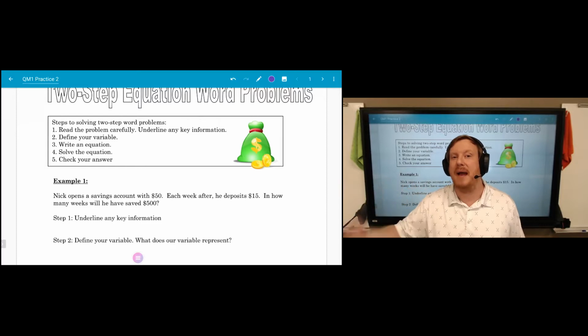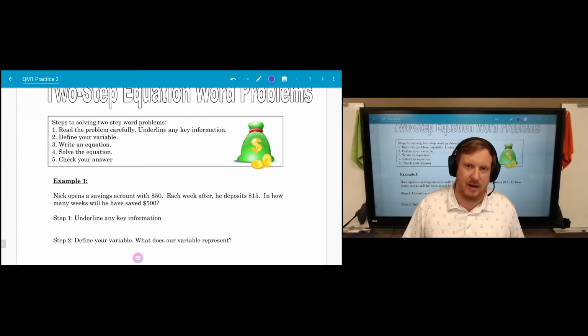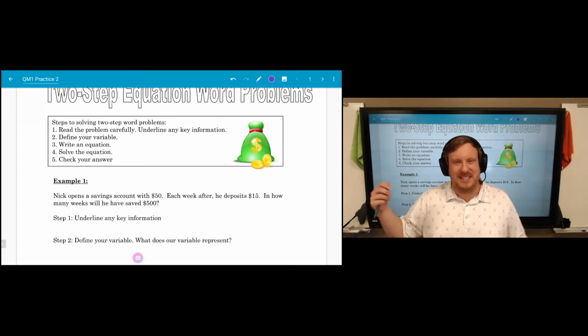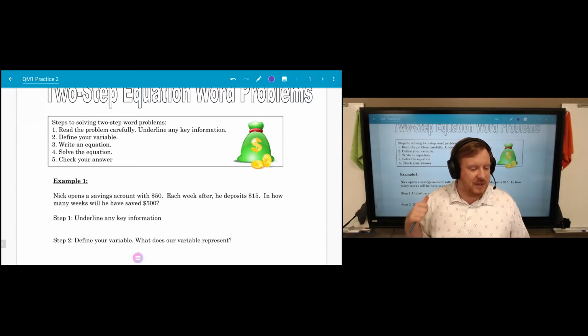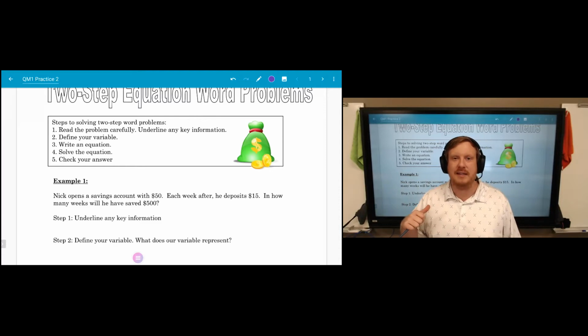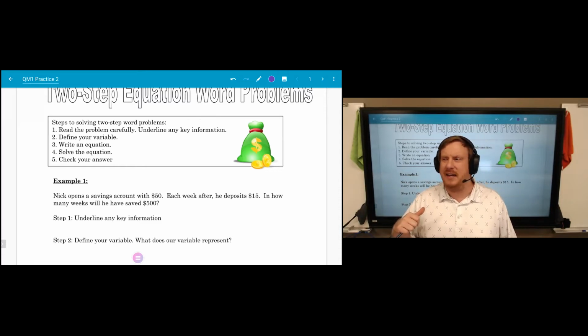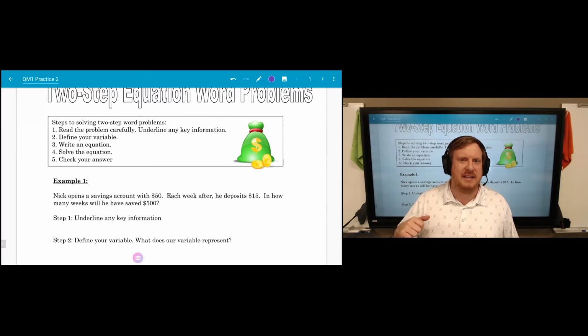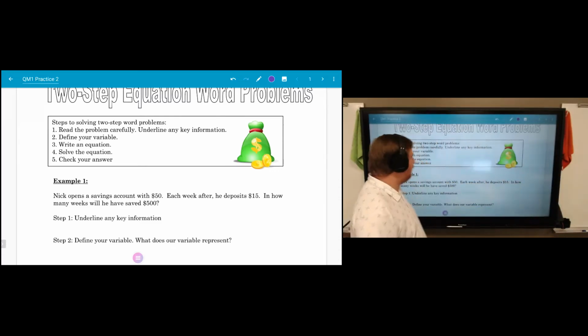Number 1, plug it back in. Make sure you did the math right. Number 2, though, what you want to do is make sure, does it make sense? Like in this first one, it's talking about depositing in weeks. You're probably not going to get negative time. So things like that to look out for. Let's take a look at this then. Let's just go ahead and go through this.